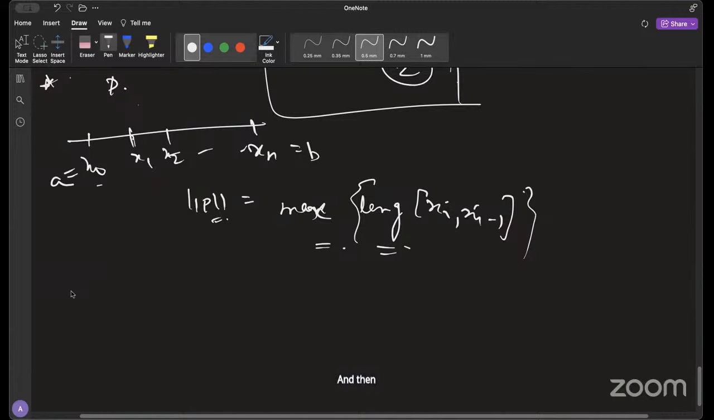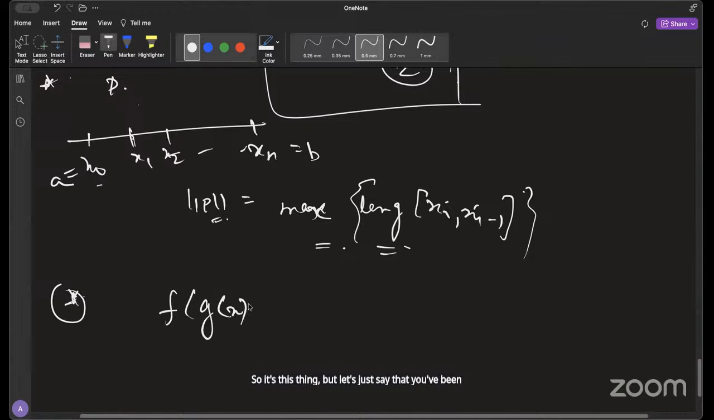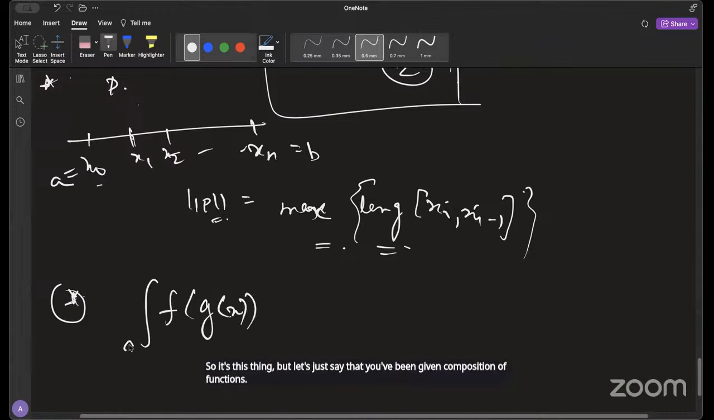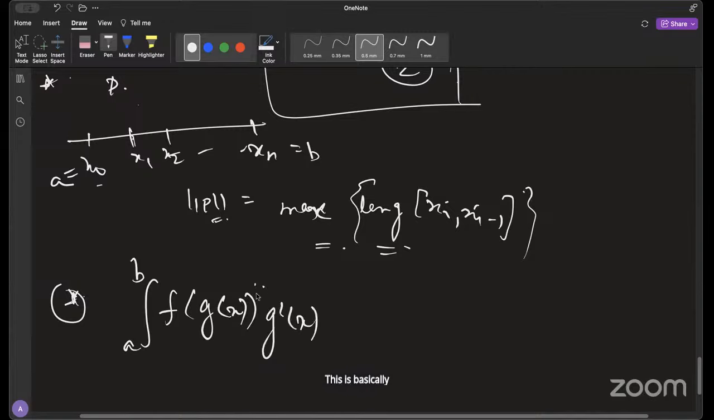And then there's one thing that helps a lot in doing integrals. So I'll just write down the formula for it. Let's just say that you've been given a composition of functions. Sometimes you've been given a complicated composition of something. And if you see something like this, it is basically f of g(x), and then this is multiplied with g dash x.